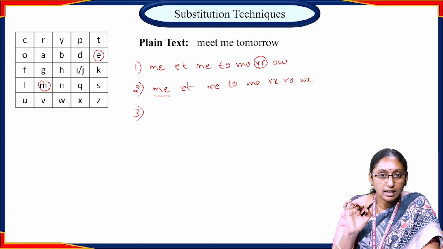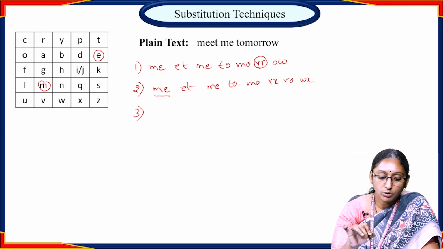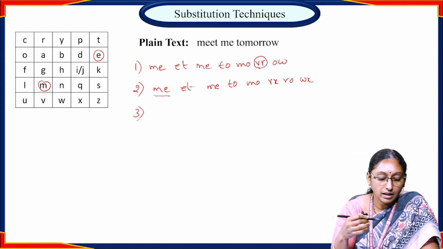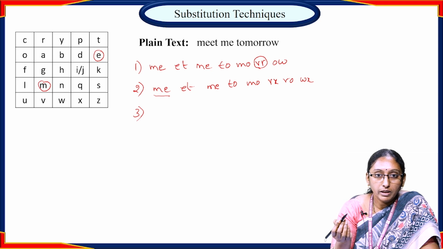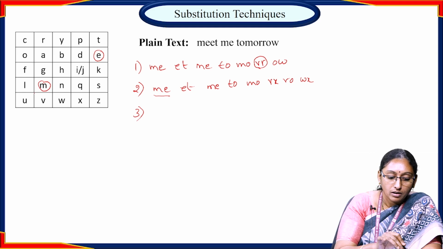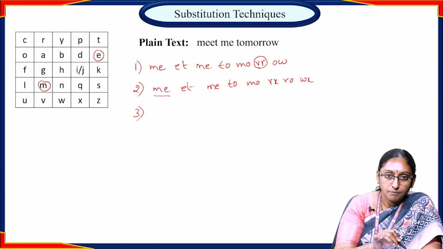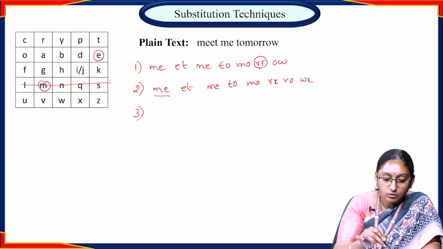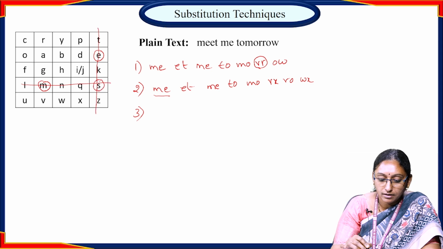They are not in the same column, they are not in the same row, they are in different rows and columns. So in that case, the letter will be replaced by the intersection point of those two letters. Here in this example, you need to replace M by the intersection point of M row and E column. What is the intersection point letter? S. So M is replaced with S.